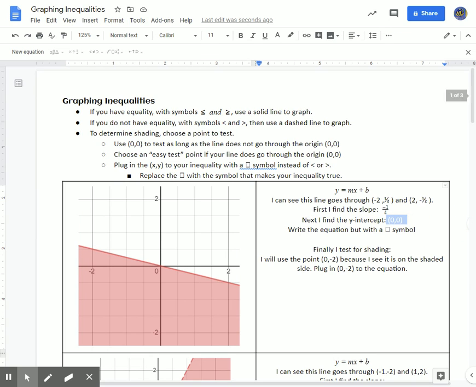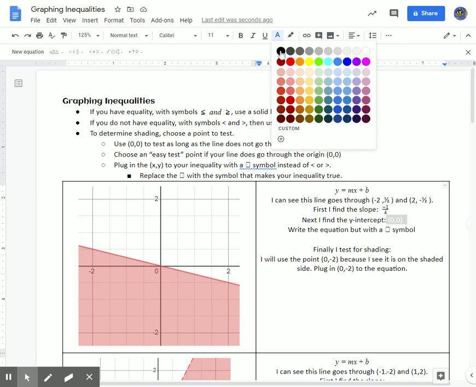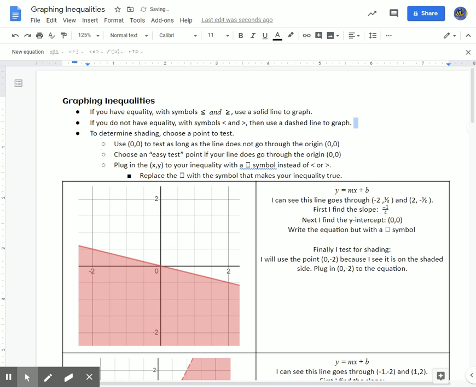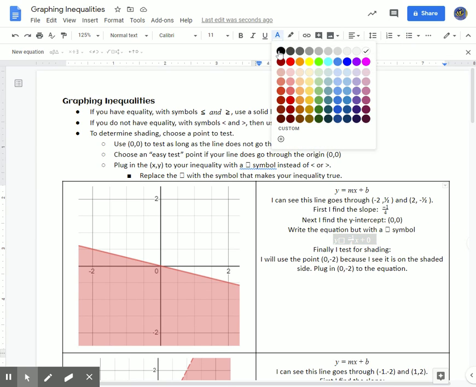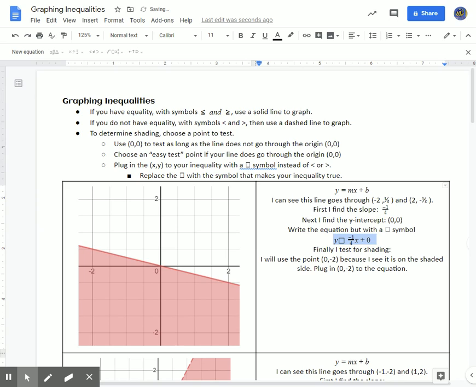So once I know my slope and my y-intercept, I can write my equation using y = mx + b, right? So this is -1/4 x + 0. But instead of putting the equal sign, I'm going to put a little box. That's just to tell me I need to fill in the box because I don't know.